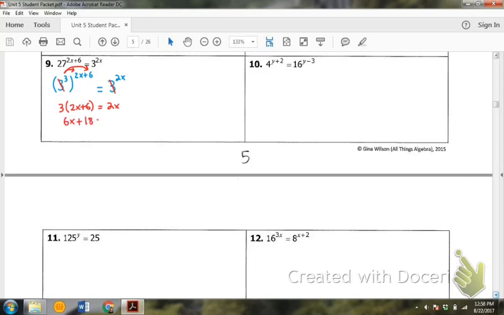Oh, I thought you meant we do it to the whole entire top thing. I did. 3 times 2x and 3 times 6. I'm talking about the other one, the 2x. On the other side? Yeah. It's on the other side of the equal sign, so you don't send it over there.